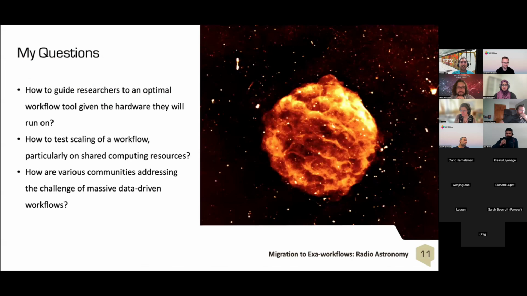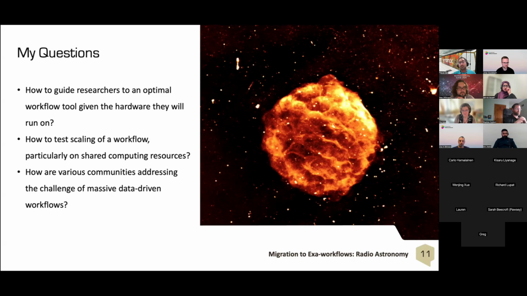So I'm just going to put in my questions, right, which is a conversation I'm having with the radio astronomy group as to how to guide researchers to an optimal workflow tool, given the hardware they're going to run on, and given also their workflow. The other thing is how to test the scaling of a workflow, because some of the stuff doesn't crop up till you hit an enormous amount of scale. If you try to submit 10,000 workflow jobs, then you really start maybe stressing the system, but maybe 600 is okay. So people were running stuff at 600 and then just naively tried to scale it and then hit a huge amount of issues trying to scale.